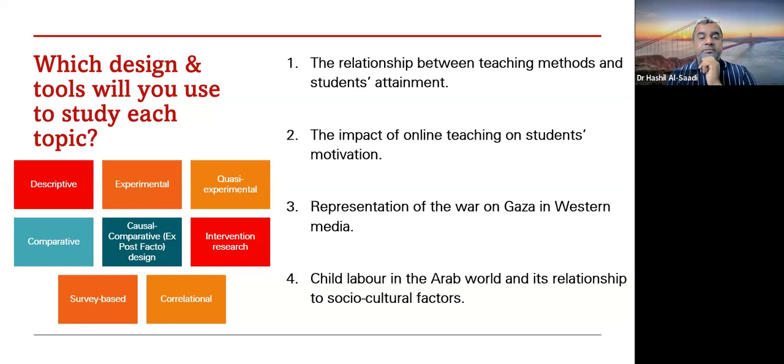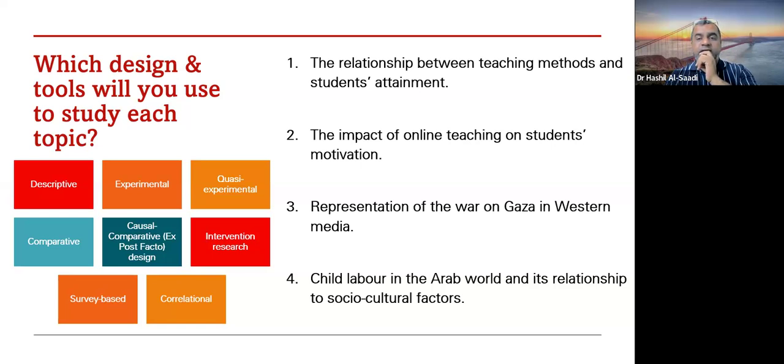Take a minute to think about it. So remember, we talk about descriptive designs, experimental, quasi-experimental, comparative, causal comparative, intervention, survey-based research, or correlational, looking at the correlations or the variables. Correlational research is when we look at a positive relationship or a negative relationship.